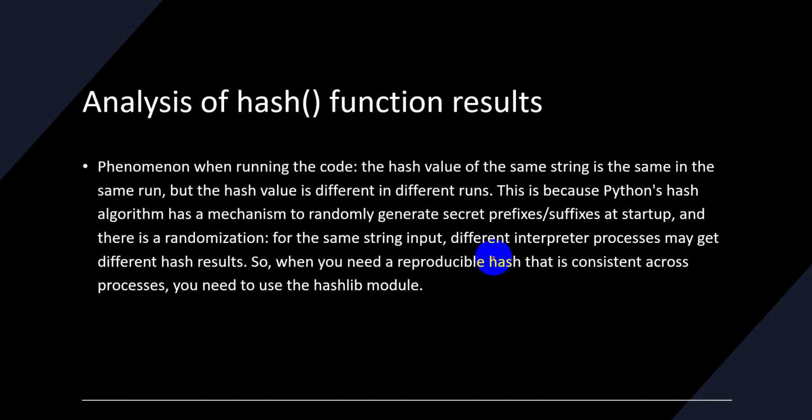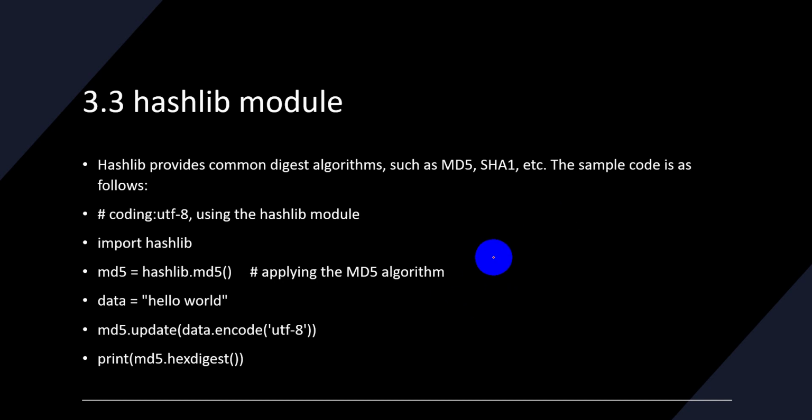So if we need a reproducible hash that is consistent across processes, we will need to use the hashlib module. So this is another built-in thing in Python for hash. This provides common digest algorithms such as MD5, SHA-1, etc. The sample code is as follows. So we're still using the UTF-8 coding, but now we're using the hashlib module. We first import the hashlib module so we can use it, and then we do hashlib.md5 and give that to the MD5 variable. So this is applying the MD5 algorithm.